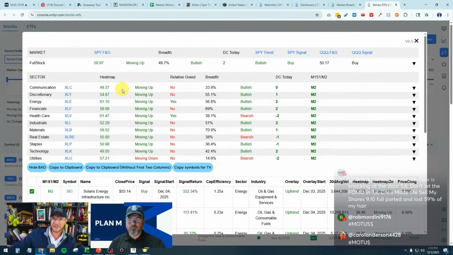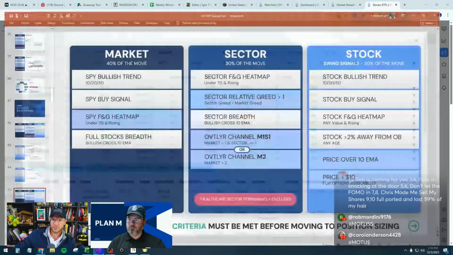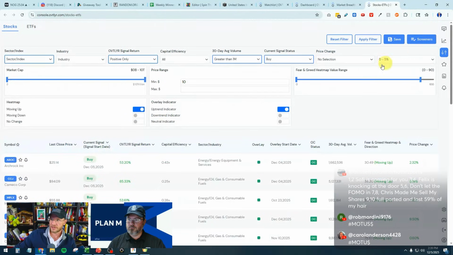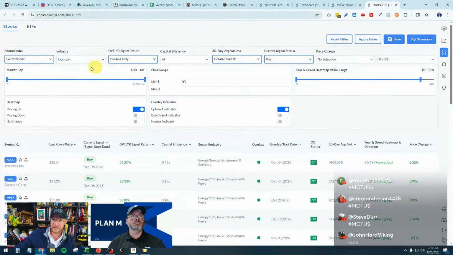So we're only going to be looking at stocks in the energy sector. I already ran this earlier, and what we're looking for is in fact, these are my screener settings here. These screener settings mirror what I'm talking about over here. The stock being in a bullish trend, the stock having a buy signal, the stock's fear and greed rising, the stock being less than 2% away from an order block. And I also double check that in TradingView: the price being over the 10 EMA and price being greater than $10. So that's exactly what you're basically getting right here. That's the point of all this.